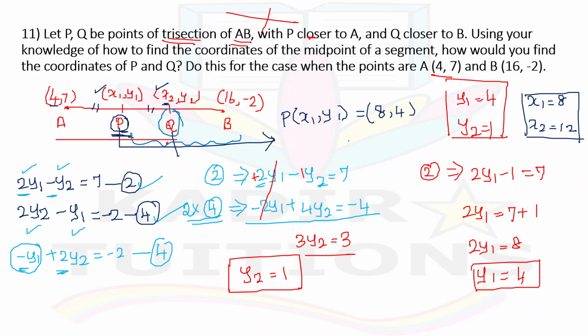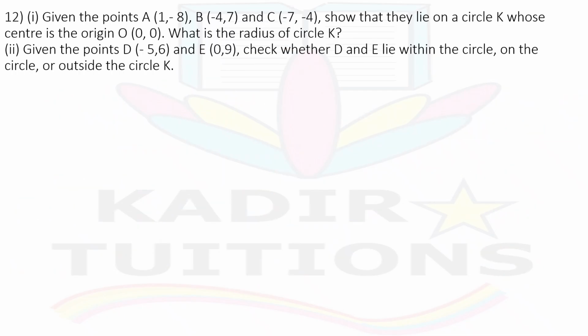And what about the Q coordinate? Q is actually x2 comma y2. So what is the value of x2 comma y2? It is 12 comma 1. So this is the answer for this question. Now we'll see the 12th question.